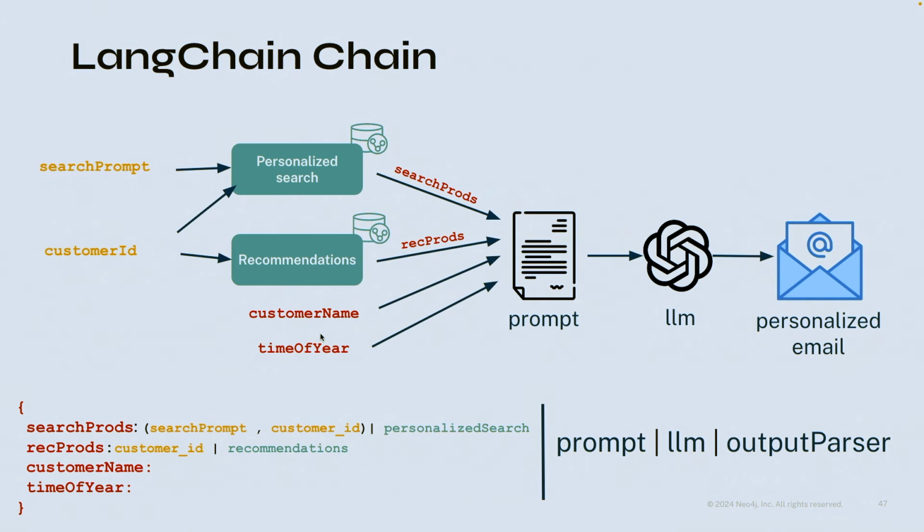And then these four things here, the products that were recommended here and the customer name and the time of year, are going to go into the prompt to then generate an answer. So we're doing basically two retrievers here, one for recommendations, and then another for basically search results. You can think of it that way.